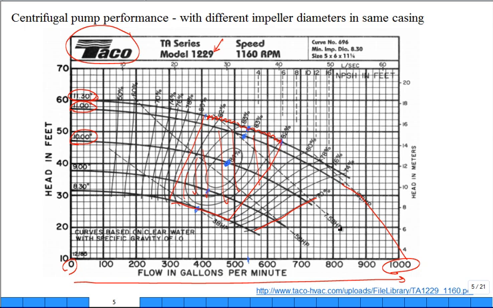Now, what do they show you right here? 7.5, 3. What is this? Can you read that? This is 10 bhp. bhp.